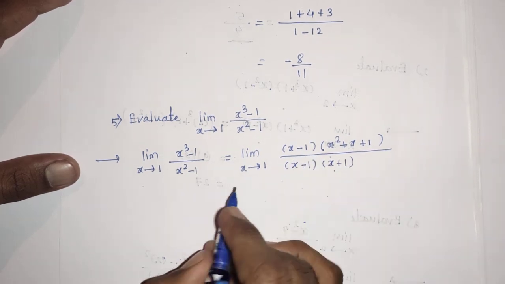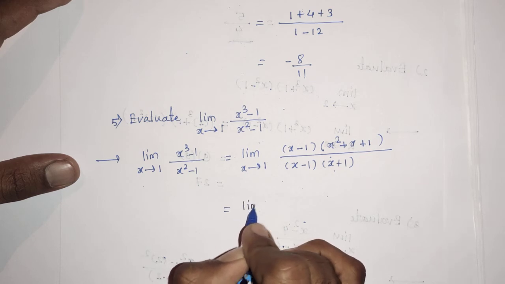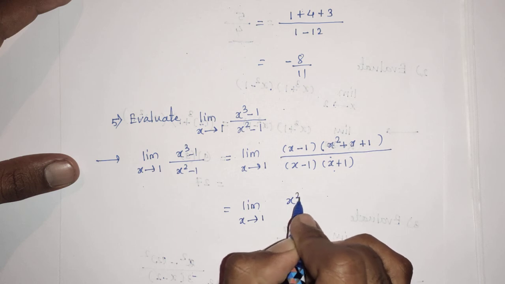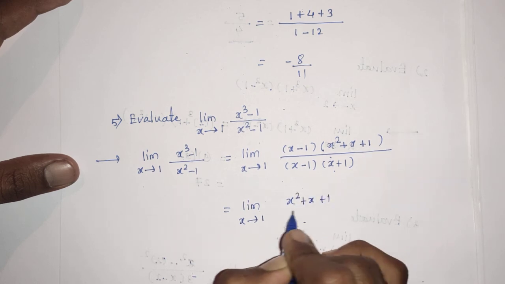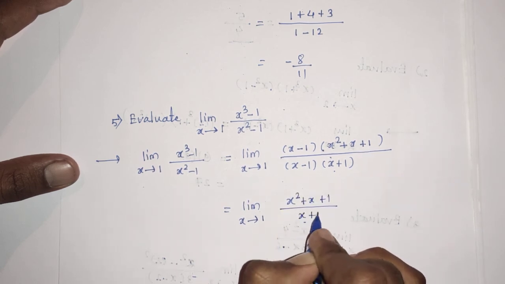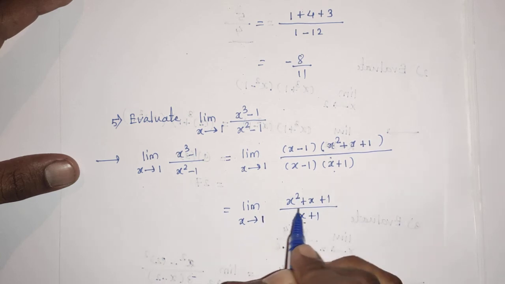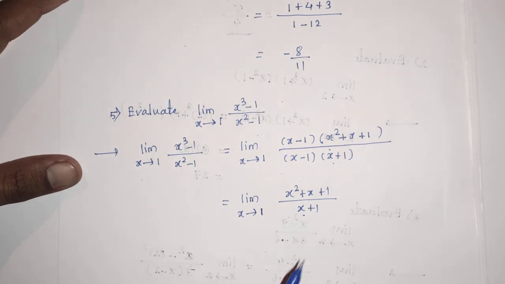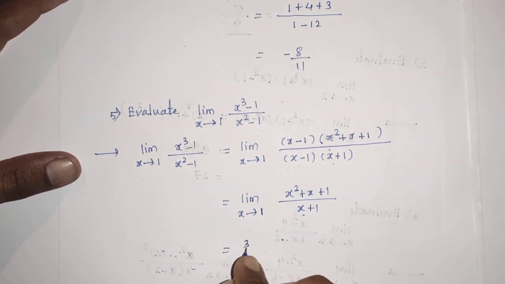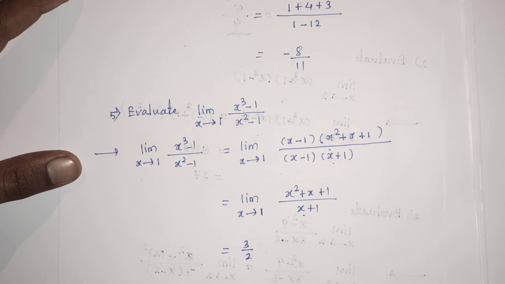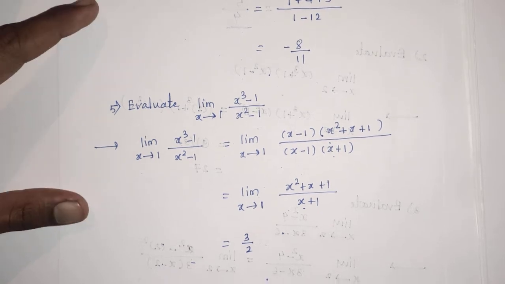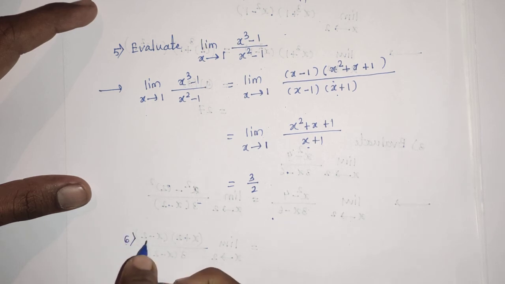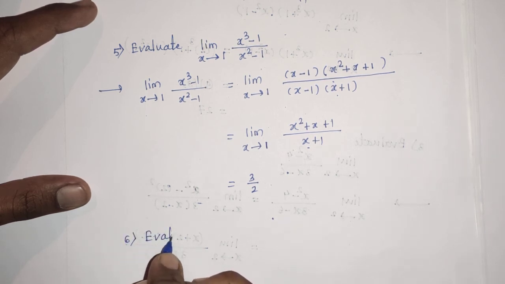Now here x minus 1 gets cancelled. So the remaining terms are limit x tends to 1, x square plus x plus 1 divided by x plus 1. Now if we put x is equal to 1, then we get 1 plus 1 plus 1 is 3 divided by 1 plus 1 is 2. So the answer will be 3 by 2. This is the limit of the given function. Now the next example is, the sixth example.